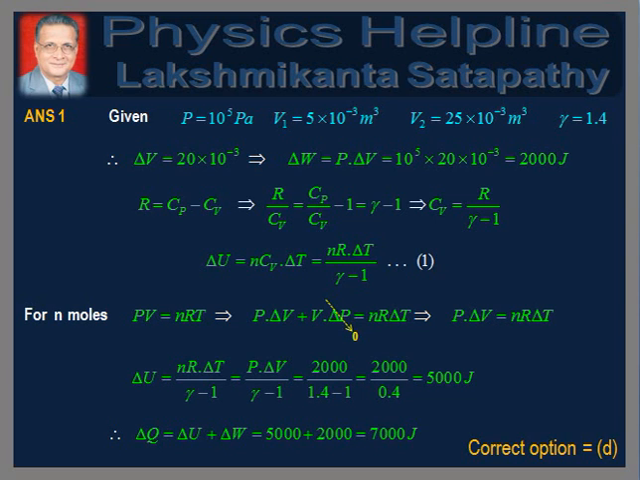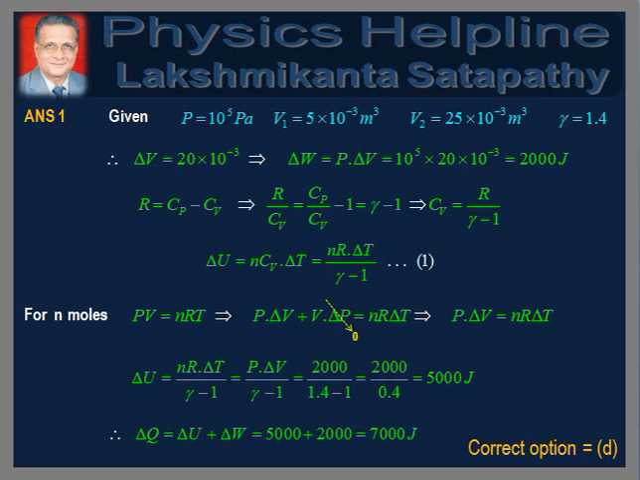First, let us solve the problem in question 1. It is about the expansion of a gas at constant pressure. We are required to find the heat energy absorbed by the gas. For this, we will use the first law of thermodynamics. Delta Q is equal to delta U plus delta W.